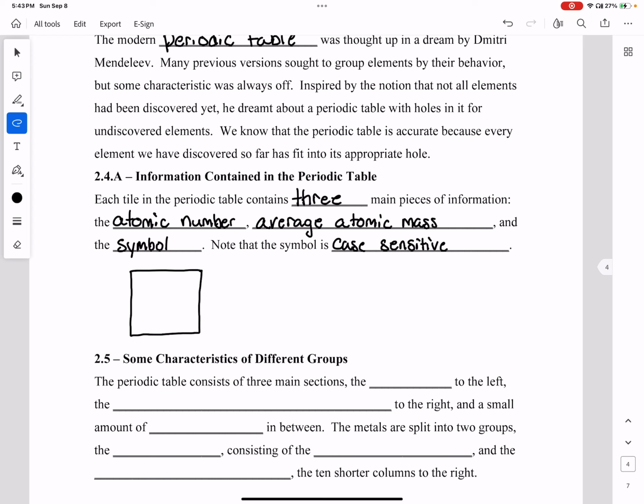So a typical tile on a periodic table would have our symbol in the middle. Most of them don't have the names. The one that we've been looking at has the names and a whole lot more information. But here's what you're most likely going to see on a typical periodic table. There's our atomic number. There's our symbol. And there's our average atomic mass.